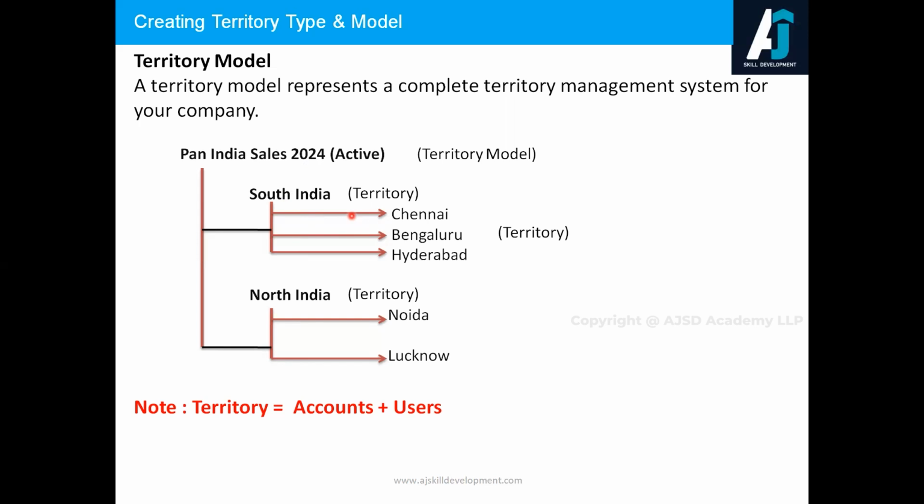From the architecture itself, from the design itself, we can easily identify this territory model is a location-based territory model, right? A territory can be created based on any fields in the account, for your information. So this might be created based on the location. That's why you have a location-based territory model here. So two territories, South India and North India. Under South India, we have territories based on the cities: Chennai, Bangalore, and Hyderabad. So this is what the territory model is all about.